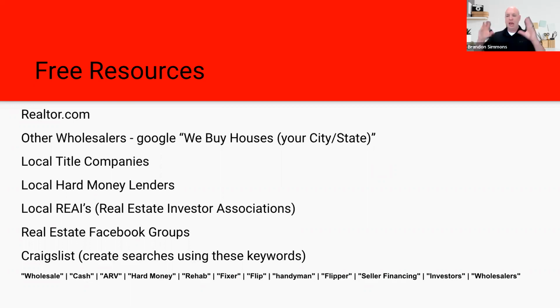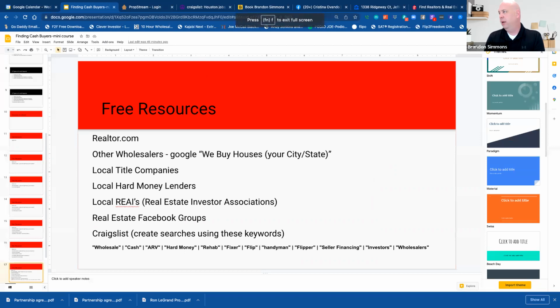And those wholesalers have that buyers list. What's interesting is you can use these keywords, create a search, and you can have that email come to you every single day with new properties, number one. And number two, other wholesalers, right? So they can help you sell your deals. Let me show you how this works a little bit.